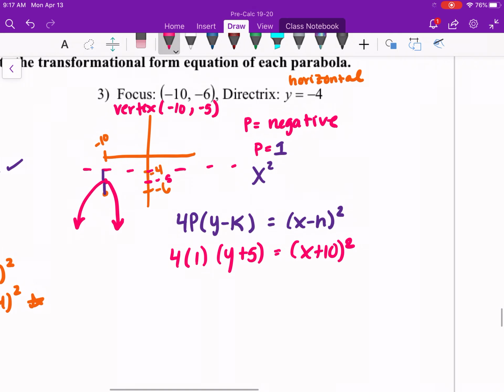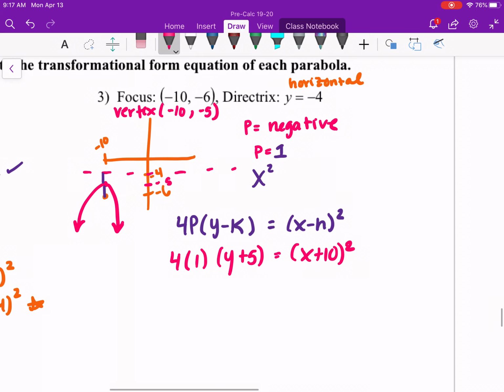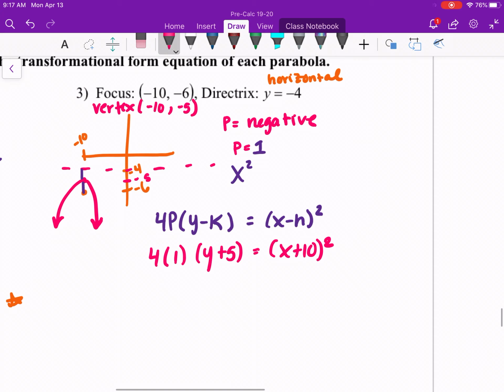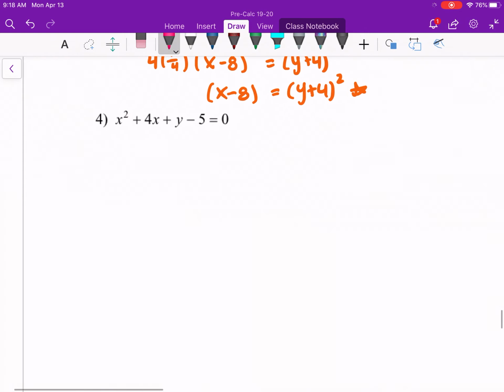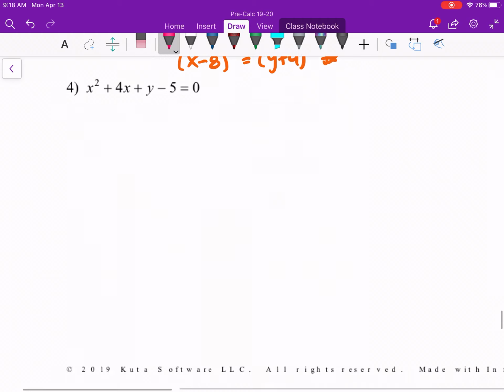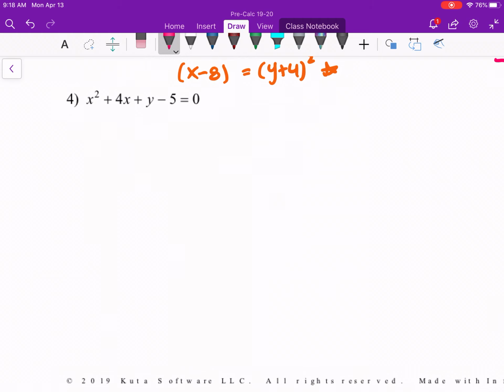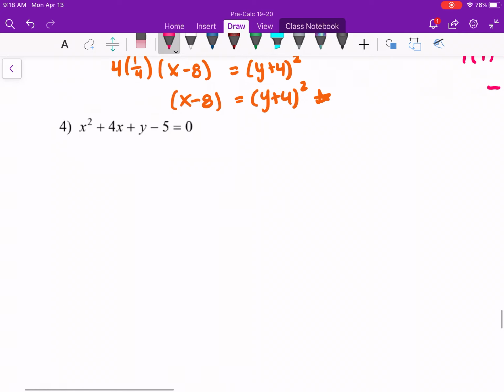And then that last bit of information, I know that my p-value needs to be negative because the parabola opens down. So I'm going to come back down here, and I know that it's -4, y plus 5, and then x plus 10 squared. And then last but not least, this is going to be a completing the square problem, and it's actually going to be easier than completing the square because you don't have to do it twice. You only have to do it once.